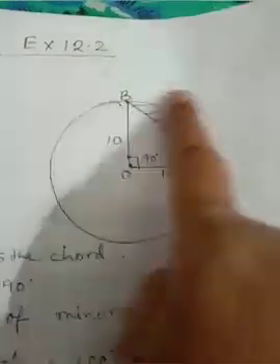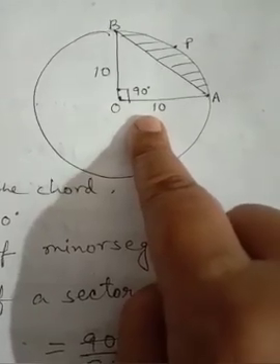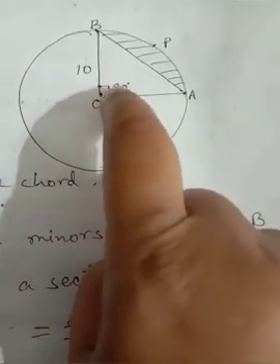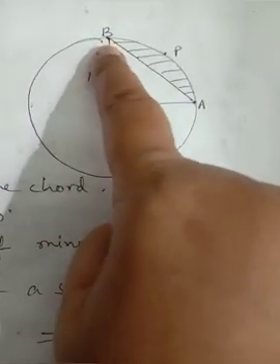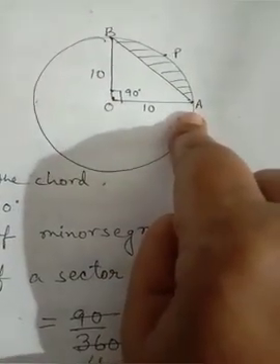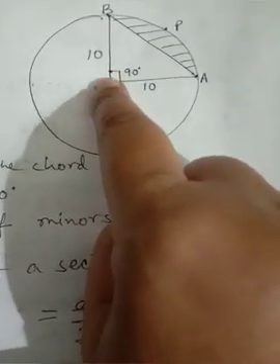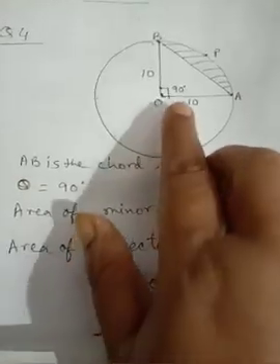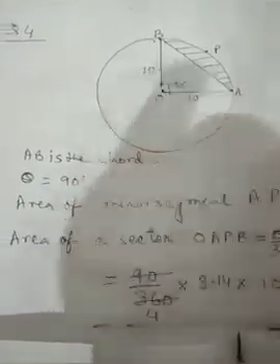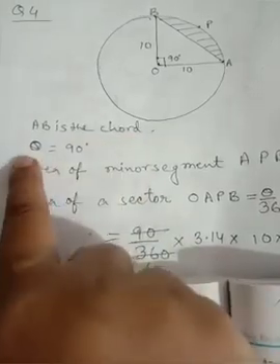Okay, students. So now look at this picture. This is a circle with radius 10 centimeter, and this is the chord. Look at this chord AB, which subtends a right angle at the center. So theta is 90 degree and the radius is 10 centimeter, and we know the formula to find out the area of a sector. So let's start. AB is the chord, theta is 90 degrees.